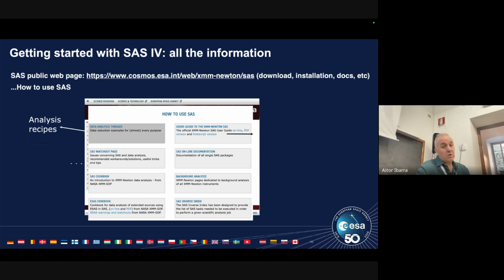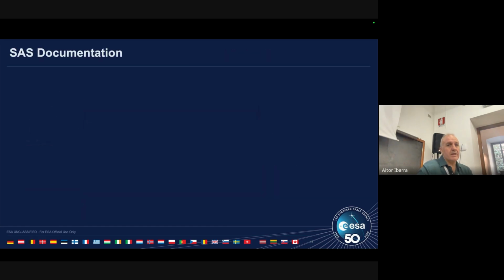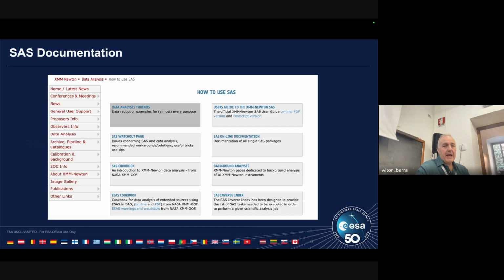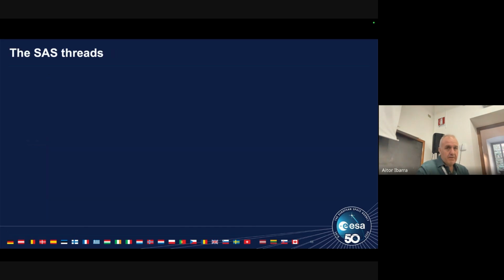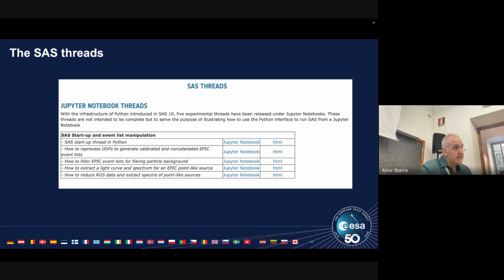And also, I forgot to mention ESAS. ESAS is the Extended Source Analysis Software that is part of SAS, and you can use it in case you want to analyze extended sources. It's important, and the threads are not completely different, but the way to analyze this extended source is a bit different. So we have all the information that you can get there: the documentation, in particular the threads that we'll see this afternoon.